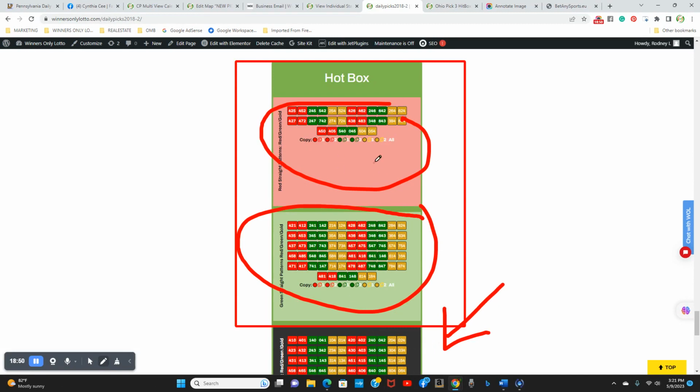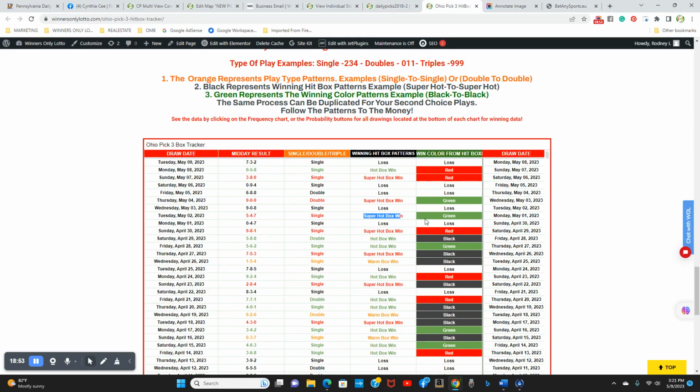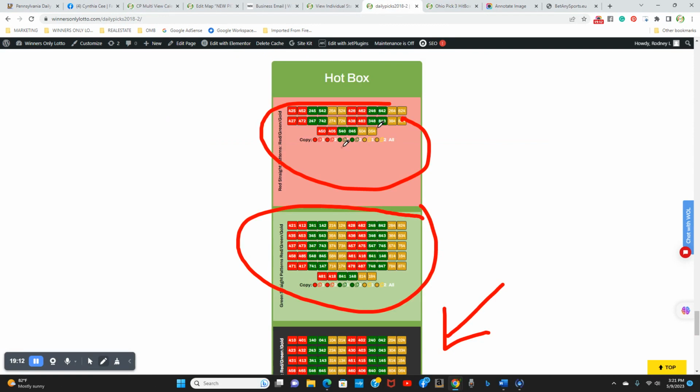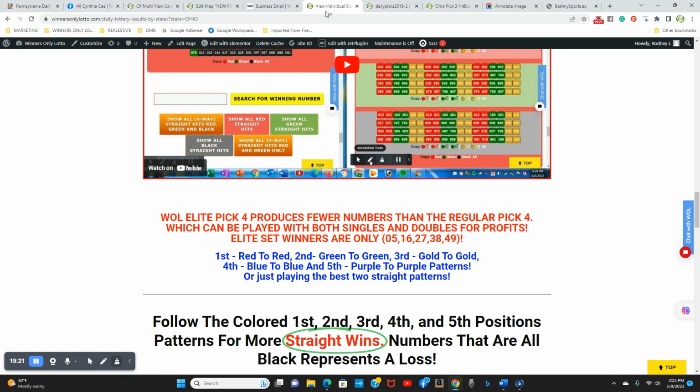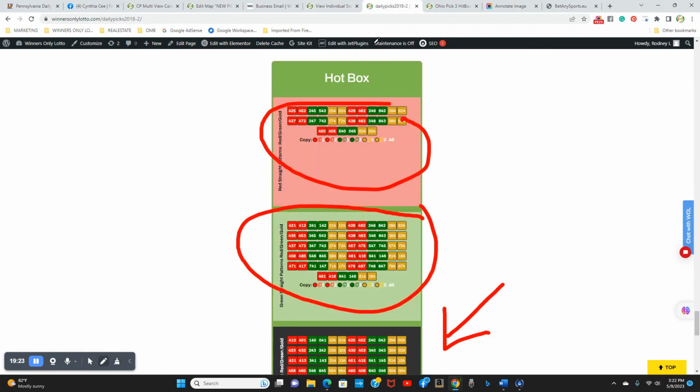because the tracker boxes said win color from the hit boxes have been in trend: green, green, green, red, red. And guess what? That's where it came right back to. Hot box, red. This went from red to red. So you would have known, you would have went right here first. So that would have given you a very small selection of numbers to play from to have actually gotten that win in Ohio for the pick 3 game.